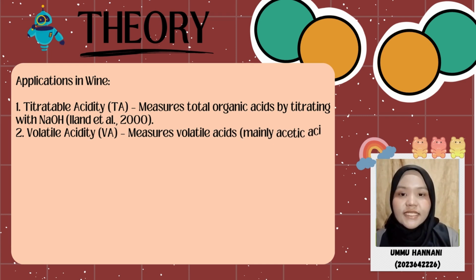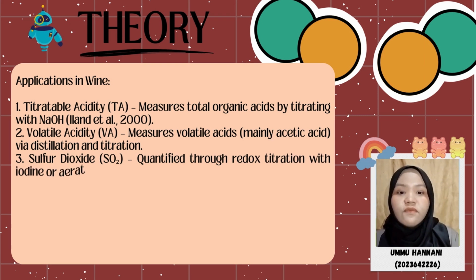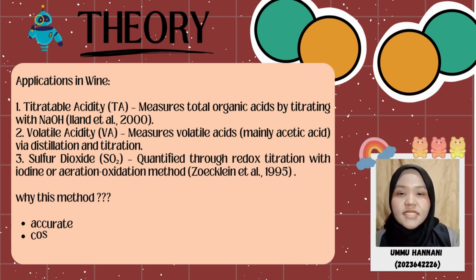Second, we have volatile acidity. Volatile acidity measures acid that evaporates easily, mainly acetic acid, the stuff that makes wine smell like vinegar if there is too much of it. We usually distill the wine first, then titrate to find the volatile acidity.